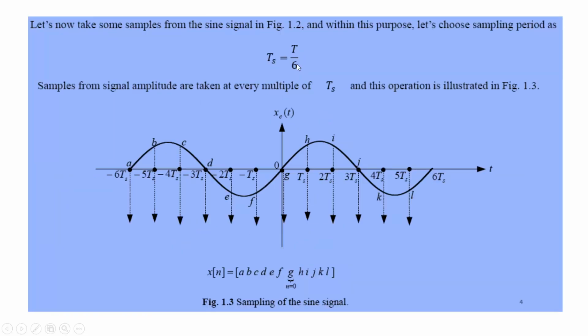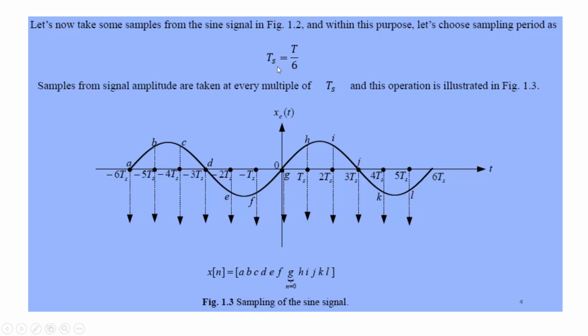Now, to understand the sampling operation, let us consider the sampling period equal to one sixth of the time period. So if this is the origin, and from this point to this point is the period of the sine wave, we will consider 6 samples in this time period. So this will be the first sample, second sample, third sample, fourth sample, fifth sample, and this is the sixth sample. And this point will belong to the next cycle. So 6 samples are taken in one period.